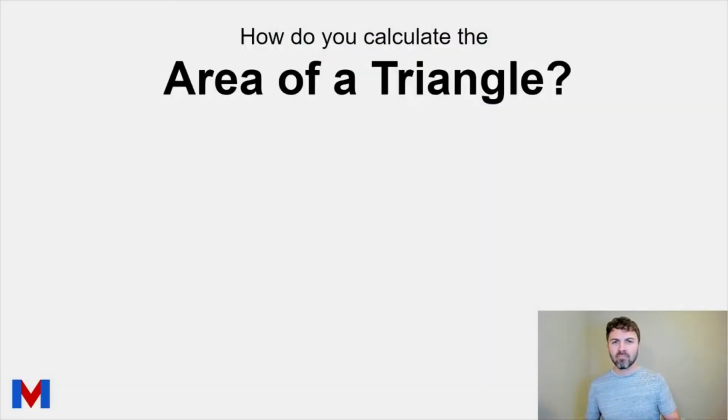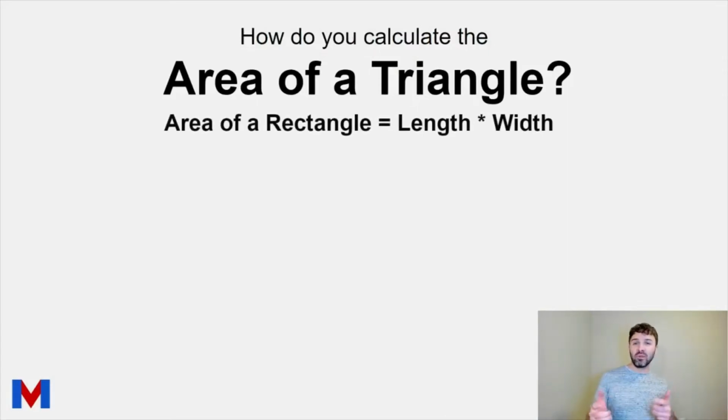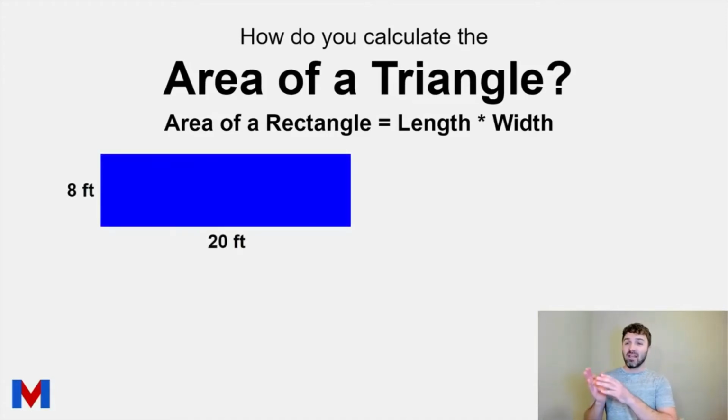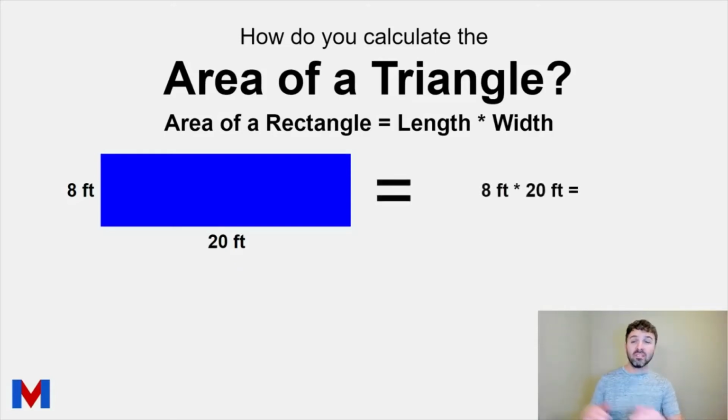Okay? So, how do we calculate the area of a triangle? Well, first off, we start off with the area of a rectangle. And you might be like, wait, I thought we were doing triangle. Yes, we are. But for understanding where that area of a triangle comes from, we need to start off with area of a rectangle, which is length times width. So if we have this rectangle that's 8 by 20 feet, well, we know that the area is 8 times 20, just length times width. So 160 feet, 160 square feet.